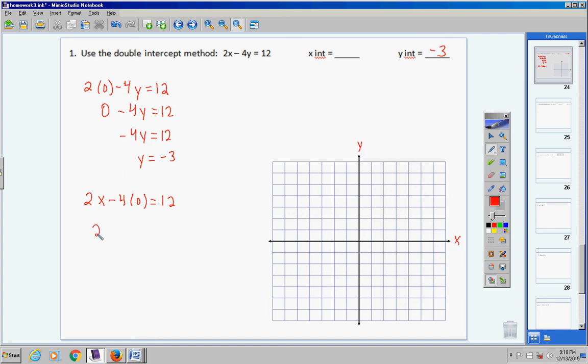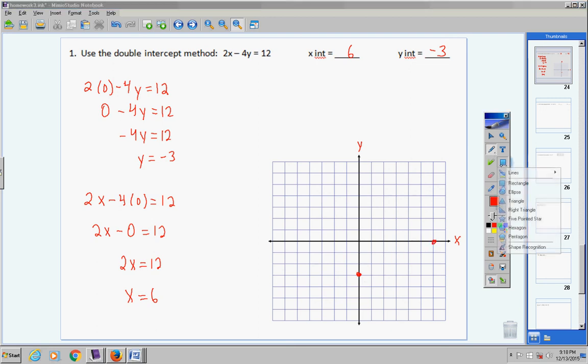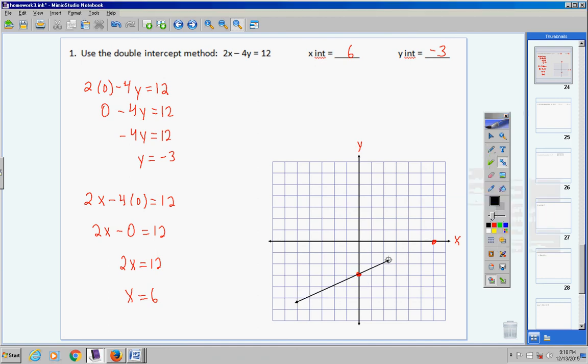Now here we go. Negative 4 times 0 is 0. 2x minus 0 is 2x. Divide both sides by 2 and x equals 6. So your x-intercept is 6. And you're basically done. You go to the y-axis and put a point at negative 3. You go to the x-axis, put a point at 6, and then draw your line. I mean, it's really that simple. Very simple.